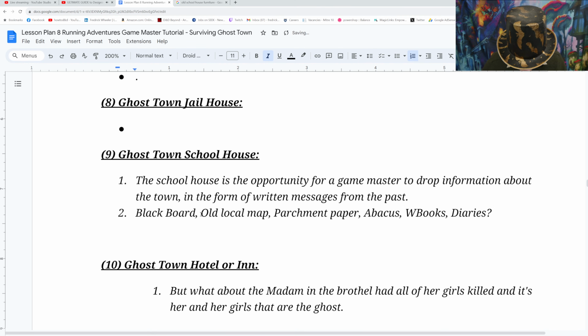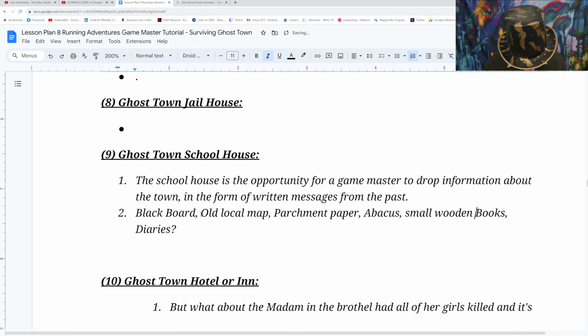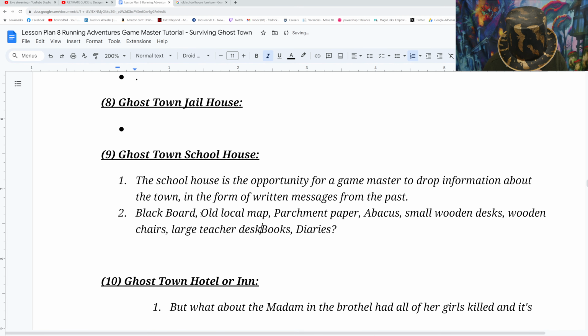Wooden desks, small wooden desks. Wooden chairs. Large teacher desk. That was pretty common. What else? Chalk.